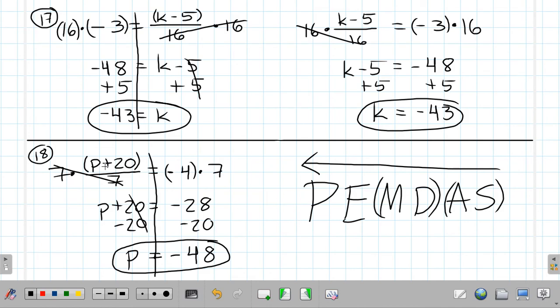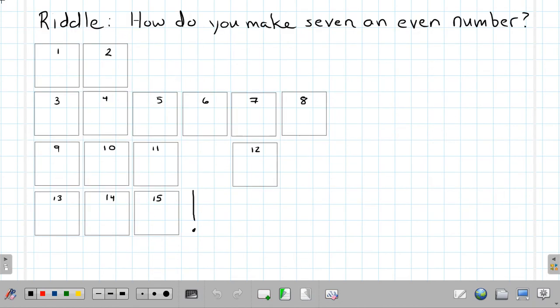Okay, and you can tell what the steps are just by looking at this. P plus 20 divided by 7. So P plus 20 first, then divide by 7. That means multiply times 7, then subtract 20. It has to be in that order. Okay. All right, and then the last thing here, a nice little fun activity for you.